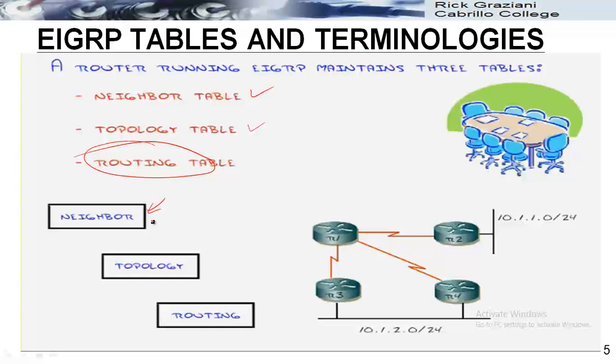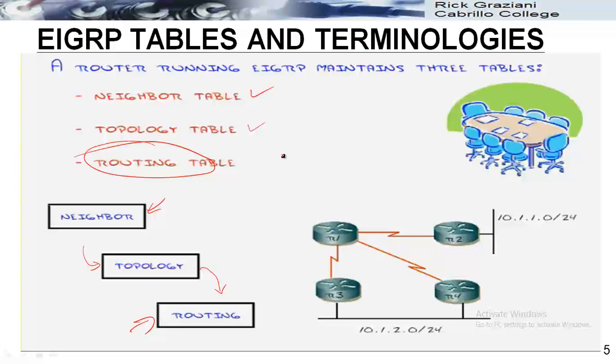The neighbors will exchange the networks that they know. From there, you run the DUAL algorithm, which will create the topology table, or rather, all the updates are kept in the topology table. So from the topology table, you run the DUAL algorithm to choose the best route, and the best is put in the routing table. The routing table is always a table of the best routes.